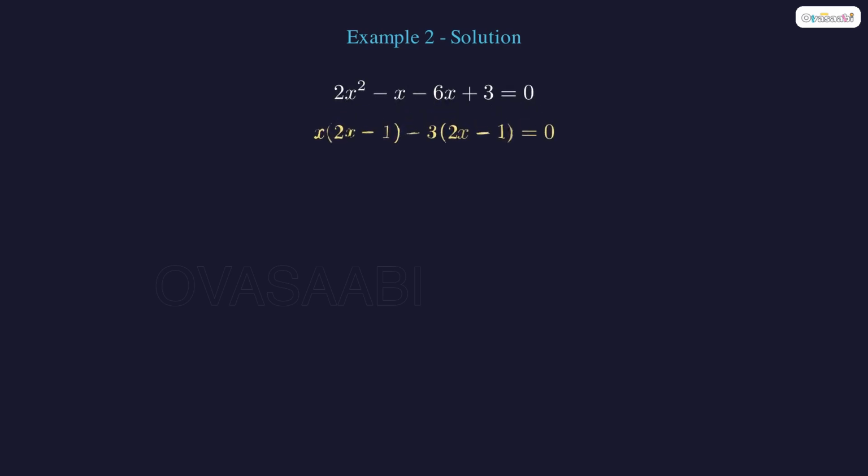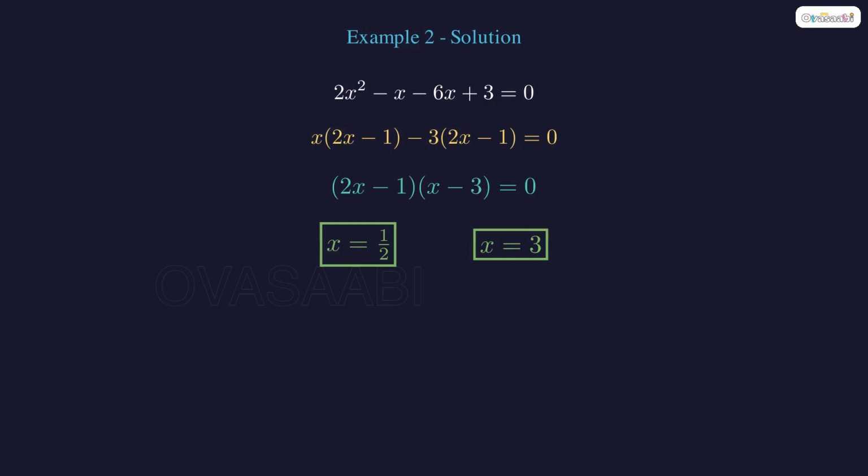-1 and -6 work. Regroup and factor by grouping. We get (2x - 1)(x - 3) = 0. So x equals 1/2 or x equals 3.